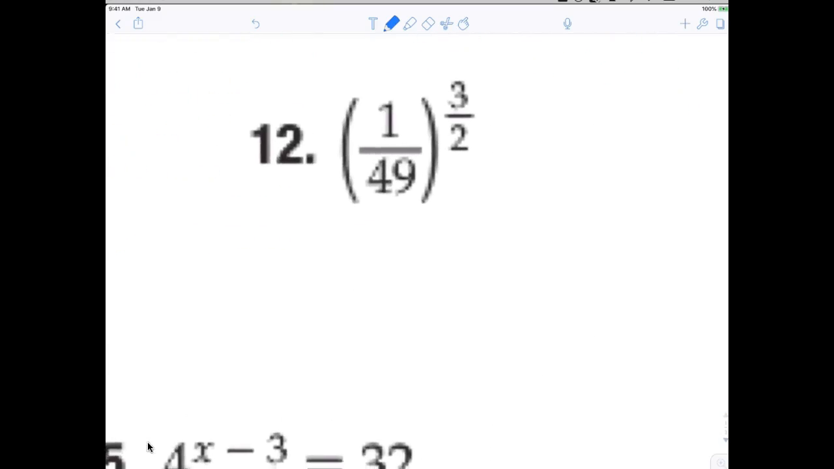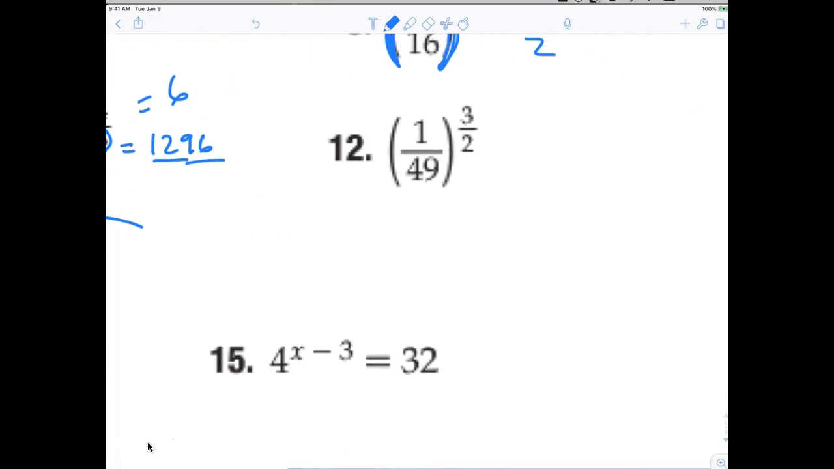So here we go. Number 12. Now, again, I want it as a fraction. 1 over 343. Yes, 1 over 343. You hear me? Again, very basic information with the use of a calculator.